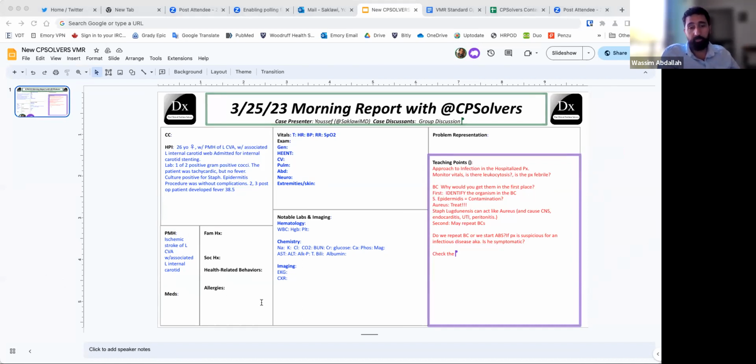And then, repeat the cultures at this point. Again, something to add to the workup that was done initially is making sure that the cultures were collected from 2 different sticks, so not from the same site. That's also another one to focus on. That's my first approach here.